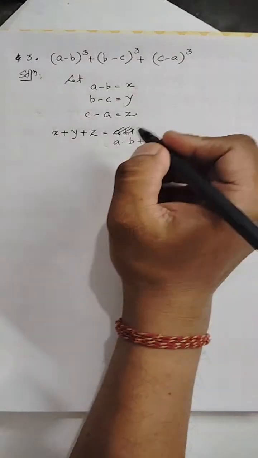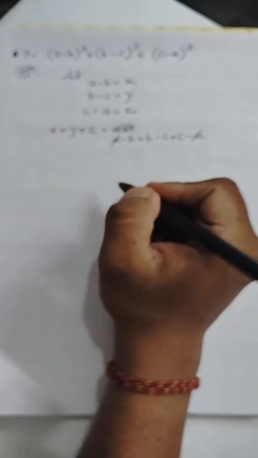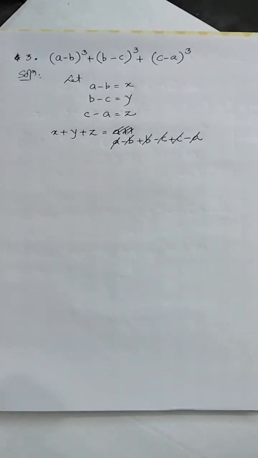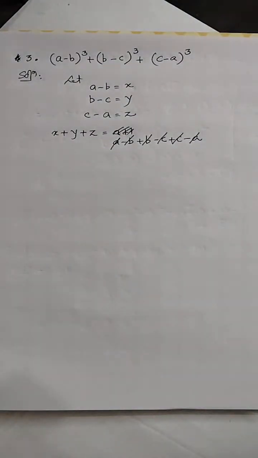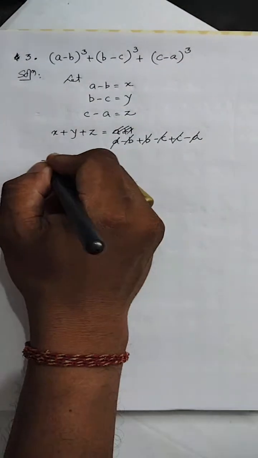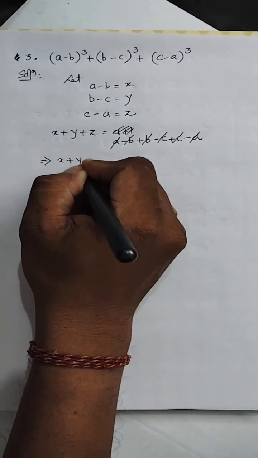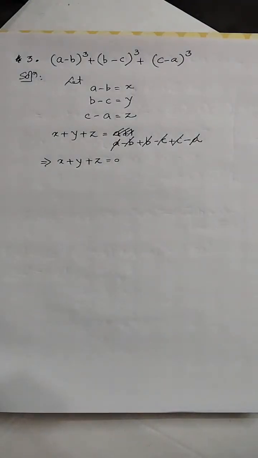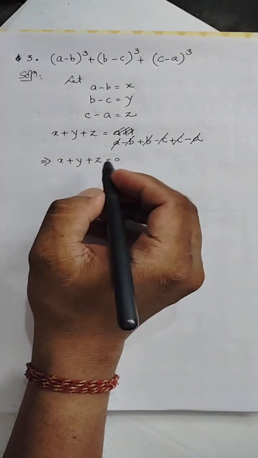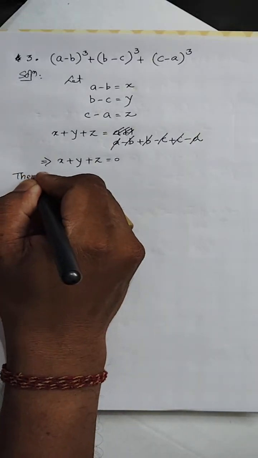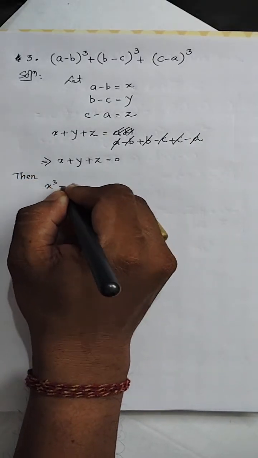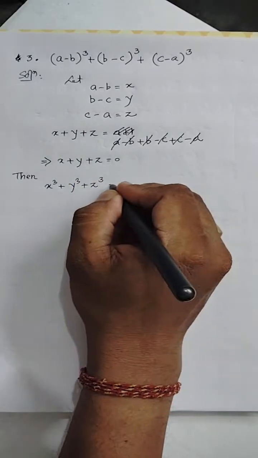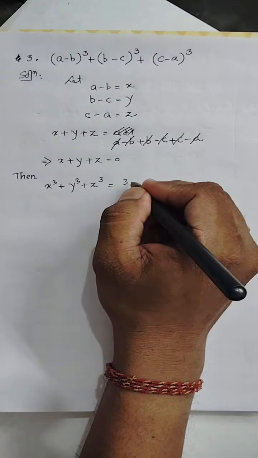Okay, so the positive a and negative a gets cancelled out, negative b and positive b gets cancelled out, and negative c and positive c gets cancelled out. So x plus y plus z is equal to 0. Okay, so if x plus y plus z is equal to 0, then x cube plus y cube plus z cube is equal to 3 into xyz.